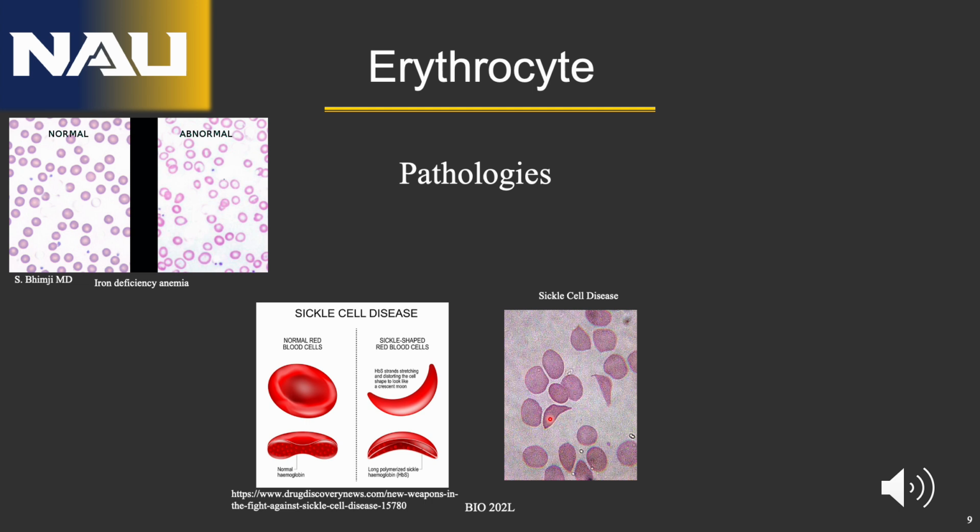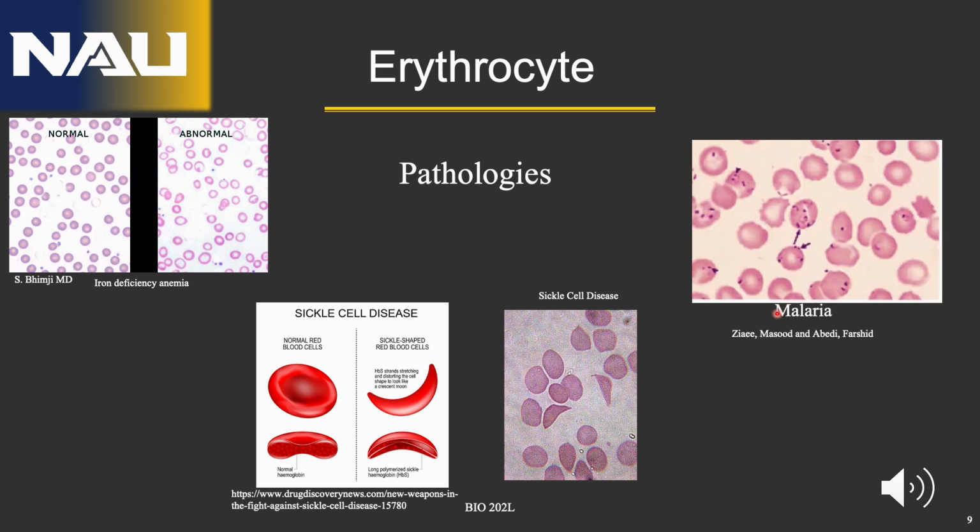Lastly, let's talk about malaria. Malaria is caused by a parasite, which is transmitted to humans through a bite from a mosquito. So once inside the human, these parasites target and infect erythrocytes. So here there's a special dye used so you can actually see these parasites.